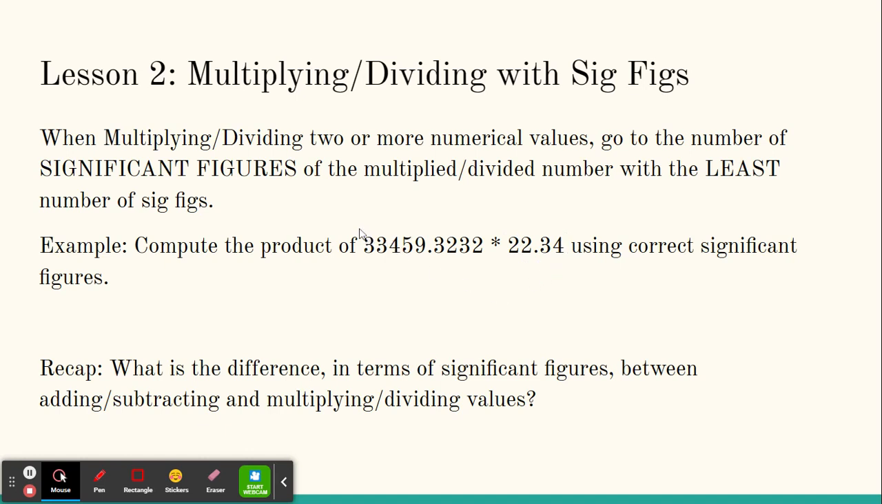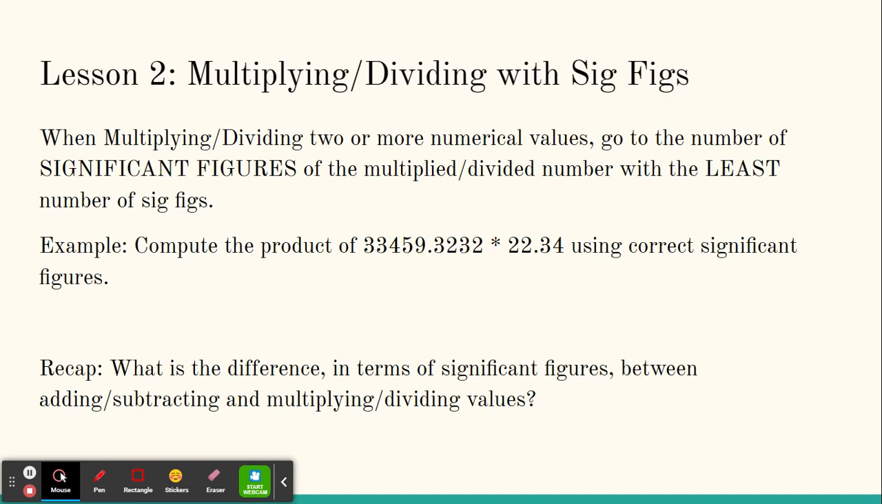figures, where this number has 9, and we go to the number that we're multiplying with the least number, so it would be 4. So the answer to this would be 747,481.28. Now we can only have four significant figures. So the answer would just simply be 747,500, so that it only has four significant figures.